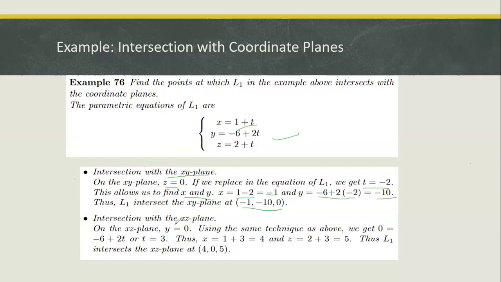For the second part, intersection with the xz plane, we know that in this case, y would be equal to 0. So if we use the same technique above, we would get 0 is equal to minus 6 plus 2t, or in this case, t works out to positive 3. Thus, if we substitute, x is equal to 1 plus 3, which gives us our first coordinate, which is 4. Z would be equal to 2 plus 3, which gives us 5. Thus, L1 intersects the xz plane at the coordinates 4, 0, because y was given as 0, 5.